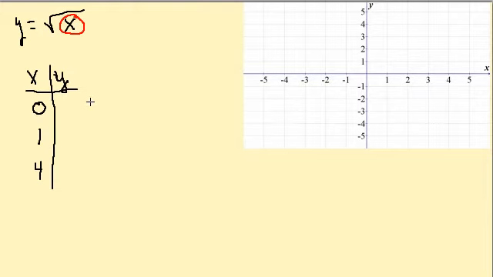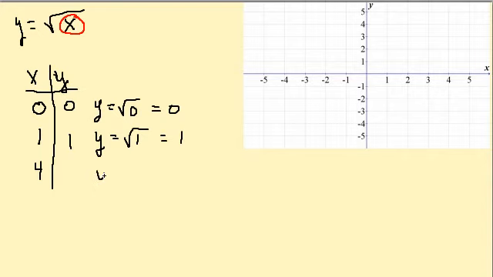So now I just evaluate them. Y equals the square root of 0, which is 0. Y equals the square root of 1, which is 1. And y equals the square root of 4, which is 2. So I'll plot my points 0, 0, 1, 1, and 4, 2. And here's my graph. Okay.